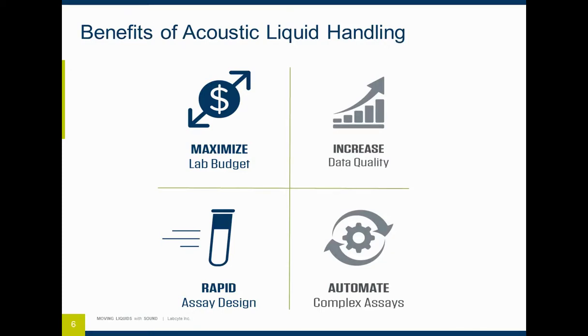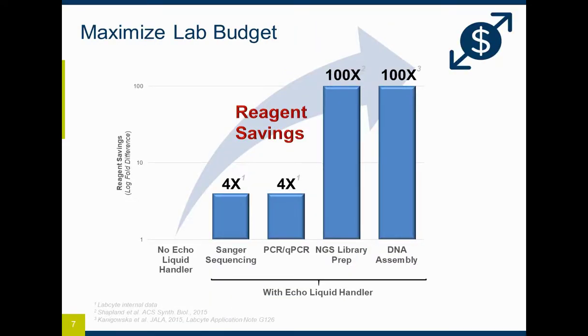So what are the benefits of acoustic liquid handling? The benefits of acoustic liquid handling really fall into four main categories. First one is maximizing the lab budget. Secondly, increasing data quality. Thirdly, speeding up assay design and execution. And lastly, the ability to fully automate complex workflows. In the next two slides, I'm going to dive into two of those benefits in more detail.